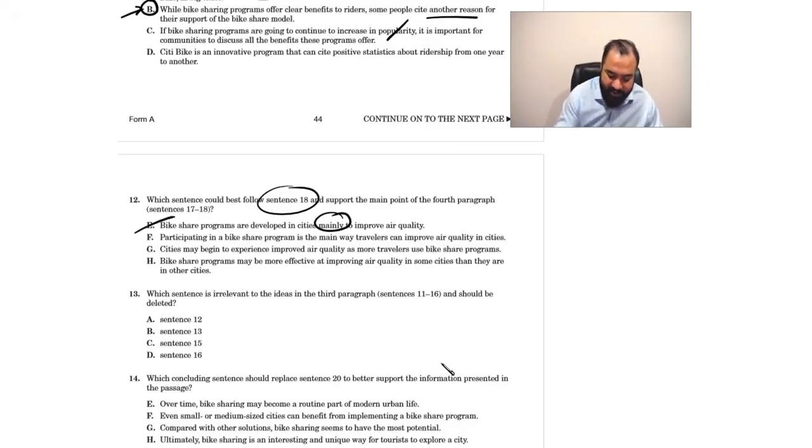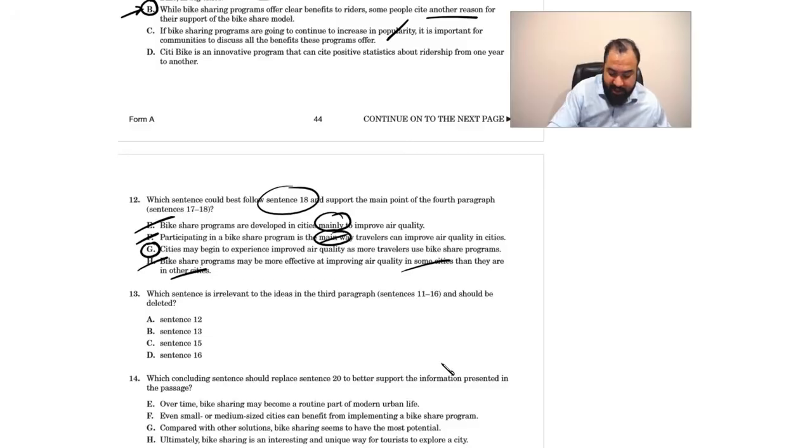That's not the main reason. H says participating in a bike share program is the main way travelers can improve air. That's not the main way, and there may be other ways. G says cities may begin to experience improved air quality as more travelers use bike share programs. Maybe let's see if we find a better one. J says bike share programs may be more effective at improving air quality in some cities than in others. We don't know. They didn't make any comparison between which cities have more air quality. So it's not that one. So G is the best answer you can have.